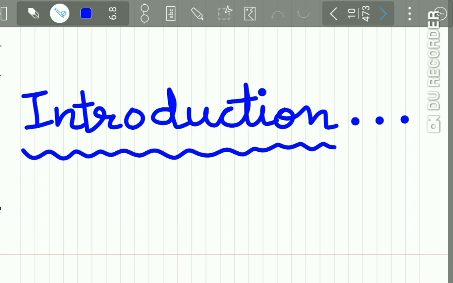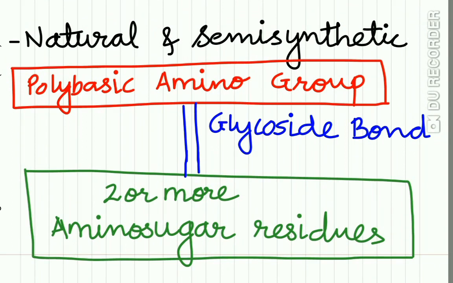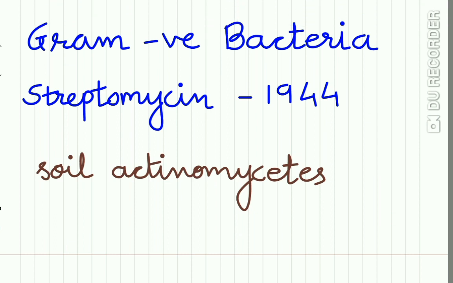So starting with the introduction, aminoglycosides are a group of natural and semi-synthetic antibiotics. They have a polybasic amino group which is linked glycosidically to two or more amino sugar residues. The aminoglycosides are used extensively in medical practice and they are seldom used in dentistry.